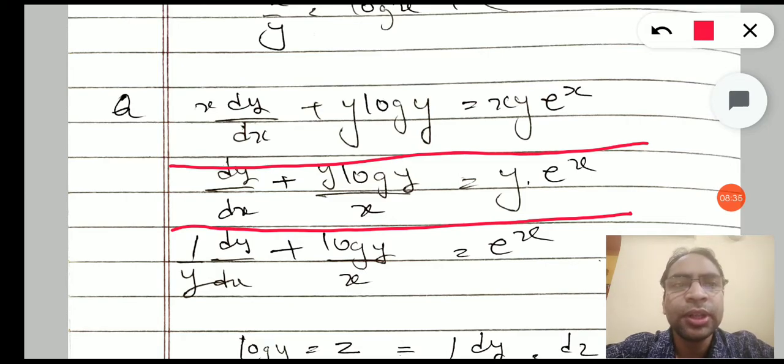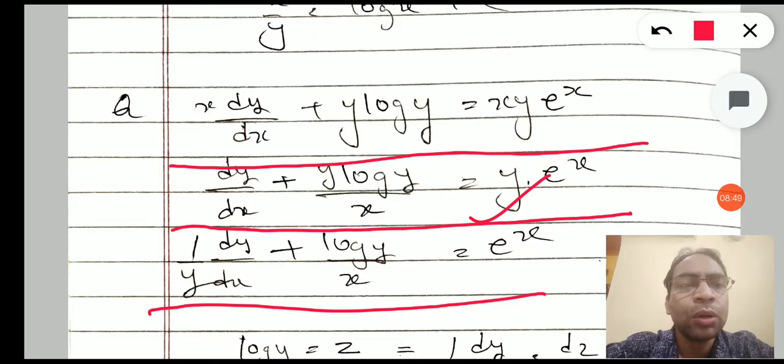Now this is not a linear differential equation, so we need to find the y to the power n on the right hand side. This is the factor y to the power n, by which we have to divide the whole equation. Dividing the whole equation by y, this is 1 upon y dy by dx plus log y upon x is equal to e to the power x.